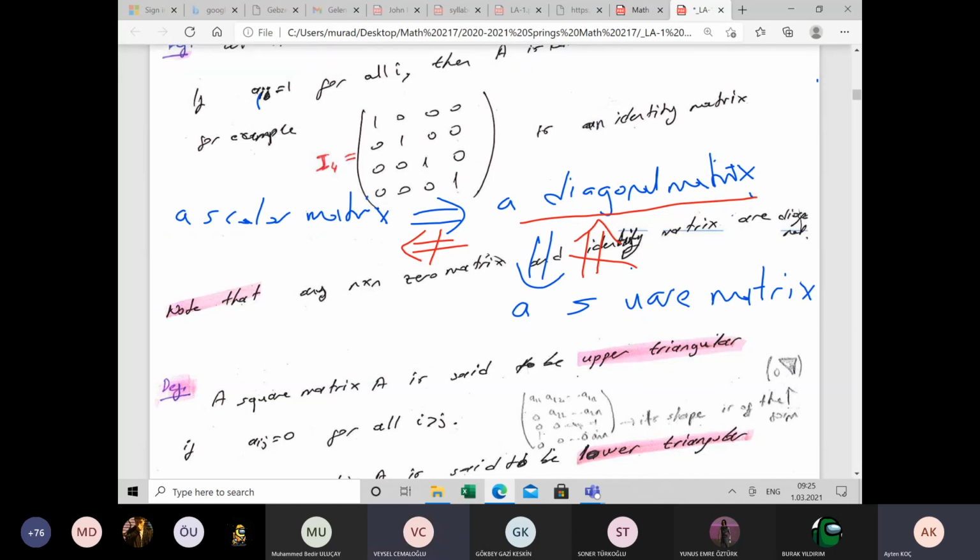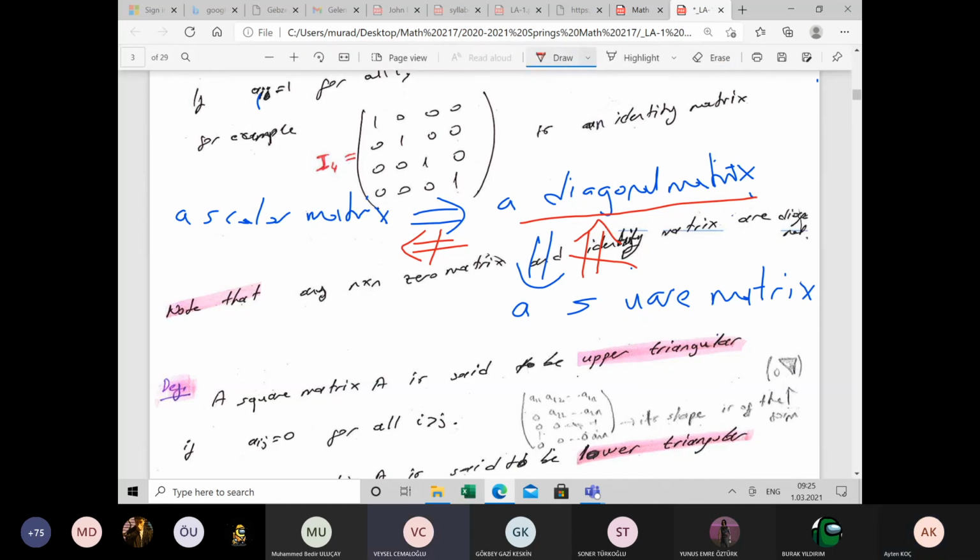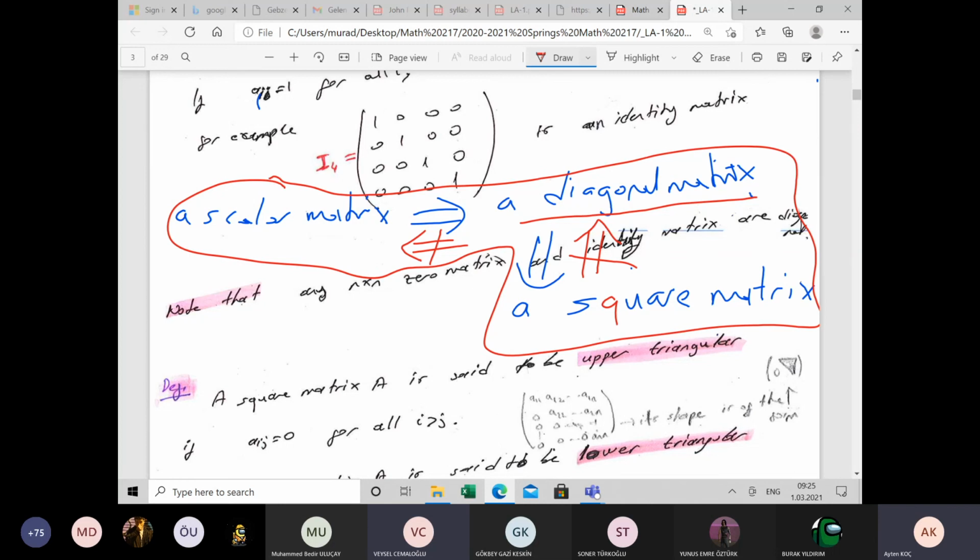Hocam, peki birebirlik matrisler için diagonal ya da scalar bahsi geçebilir mi, yoksa yorum yapılamaz mı diyoruz? Yani çok özel durumu onlar. Özel durumlar onlar. Sağlıyor. Ama reel sayılara karşılık geliyor zaten. Ama bu dediğimiz her şey bütün boyutlardaki matrisler için geçerli.